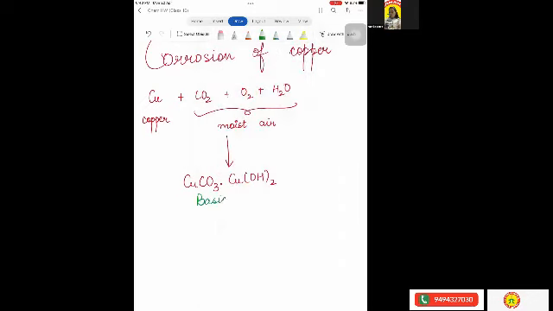basic copper carbonate. If you do not write the word basic, this name is incomplete. So you have to write basic copper carbonate, because basic represents copper oxide, and the entire formula has a dot in between, which you also have to put. This is green in color. Clear, everyone?